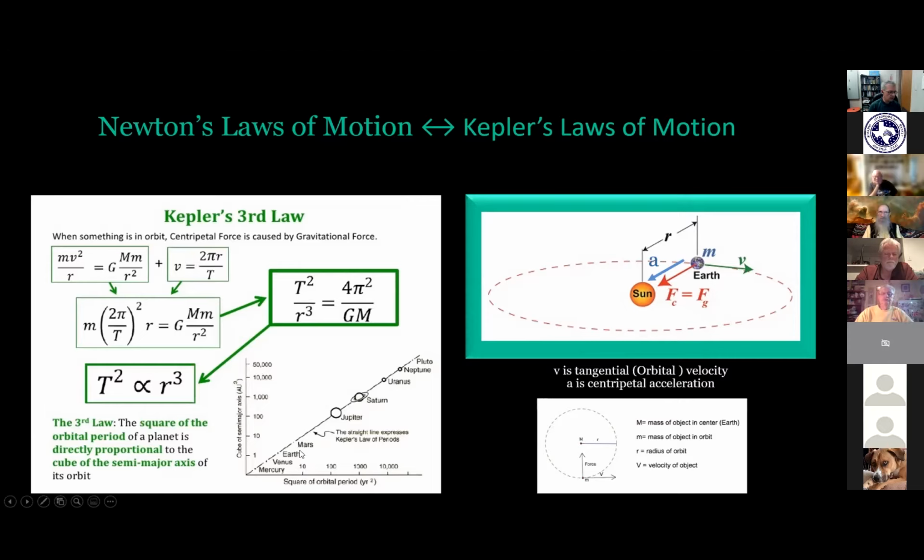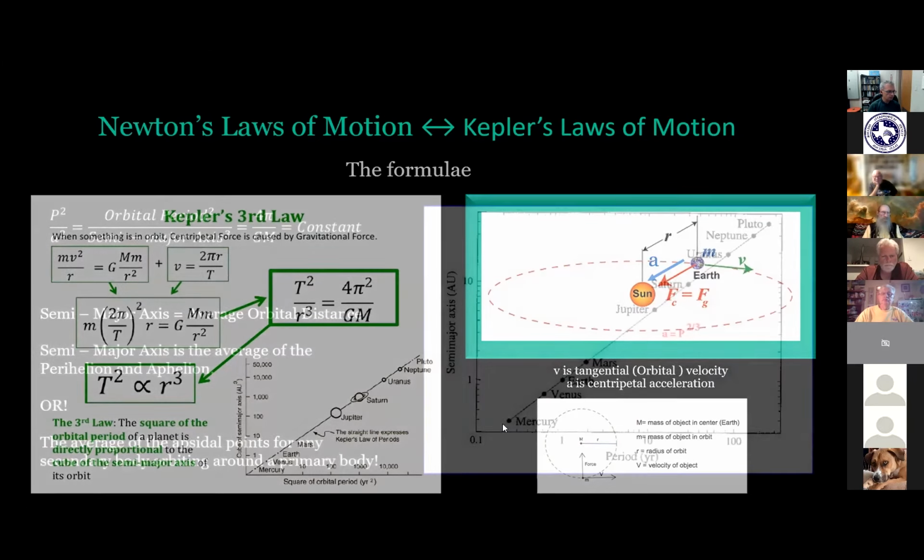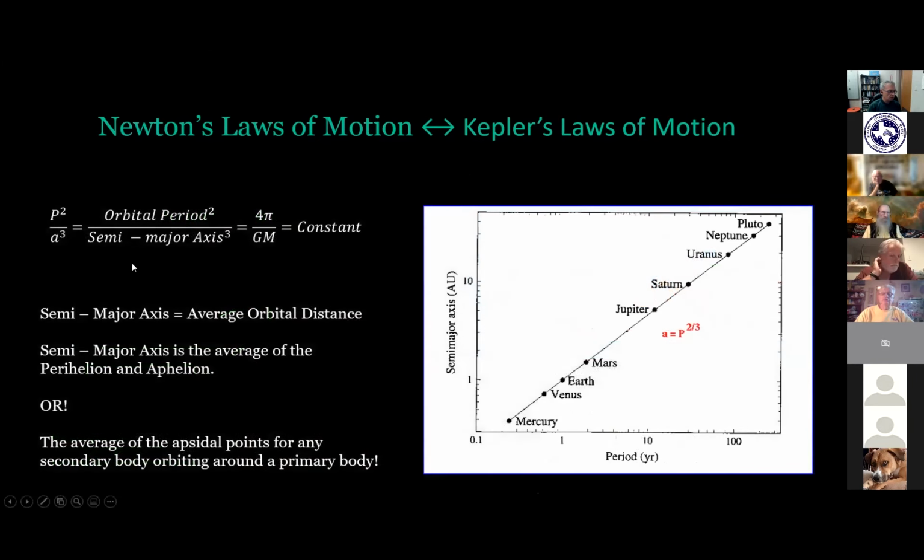And that expresses Kepler's law of periods for the third law. Now here we have the period squared, the semi-major axis cubed. That semi-major axis is the average orbital distance. The semi-major axis is averaging the perihelion and the aphelion. So you add the two values, you divide it by 2, that gives you the average distance.